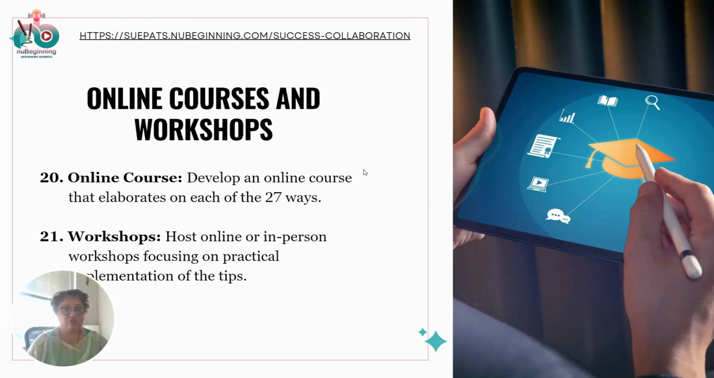Online courses and workshops. You can develop an online course that elaborates each of the 27 ways of collaboration, and we have created an online course that's on various platforms. I put that course on the Great Discovery. I'm also putting it on my website, into the marketplace, and into my membership. My membership people, because they are part of my membership, will access that course for free. On all other platforms, if you want to access that course, you have to pay. That is how it is designed.